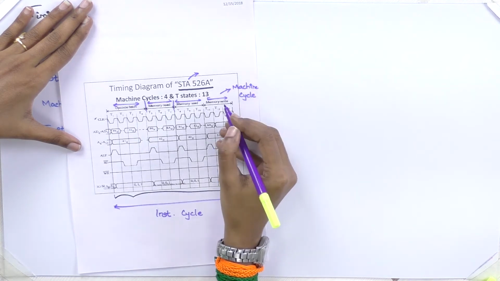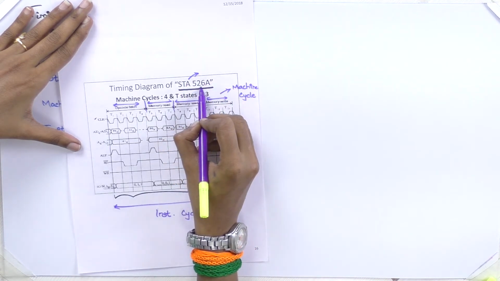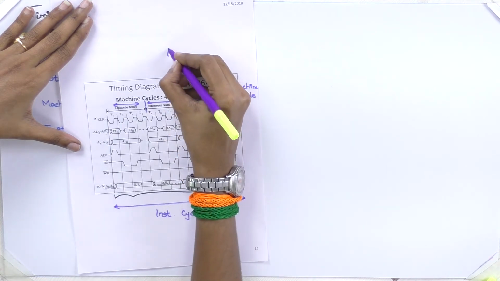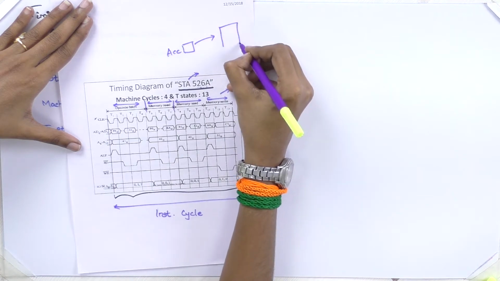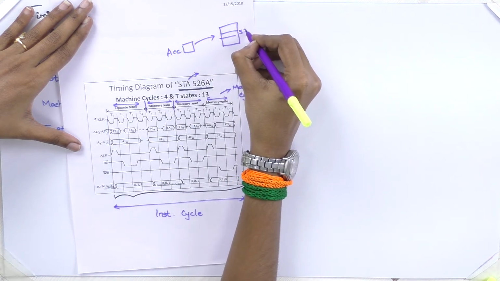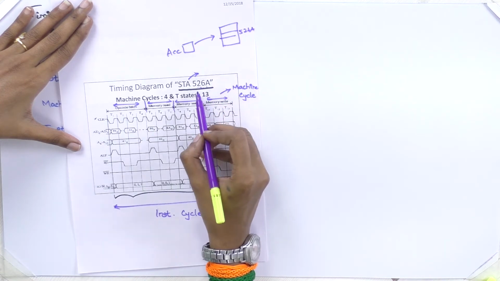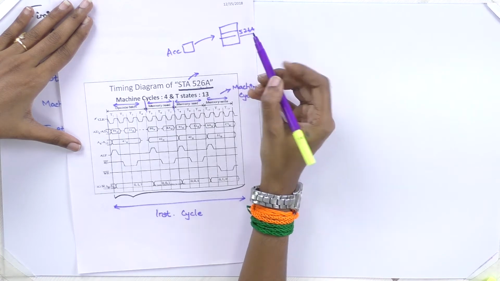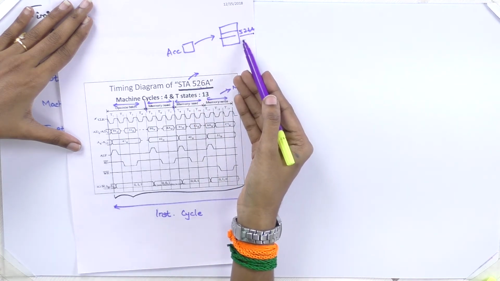Can you get me? I will tell you once again. So this store instruction, how will it work? STA 526A means that the value in the accumulator will be stored in the memory location 526A. That is the operation here. So this instruction is going to access the memory 526A. So obviously it is a machine cycle because it's accessing the memory.